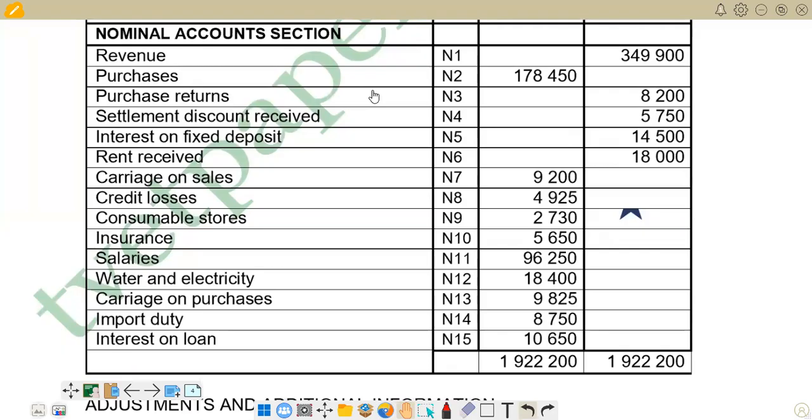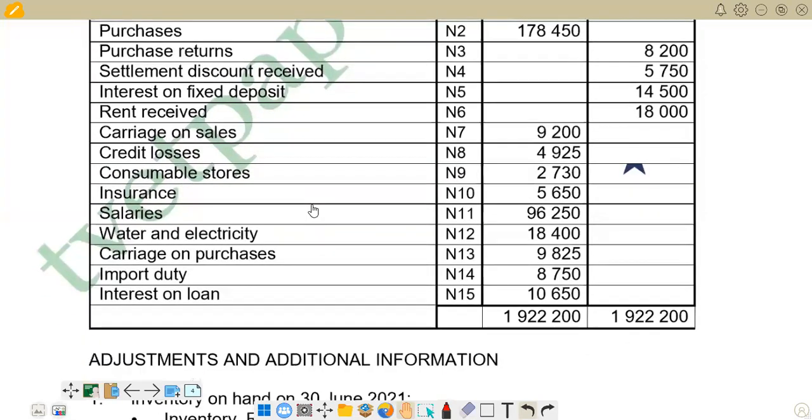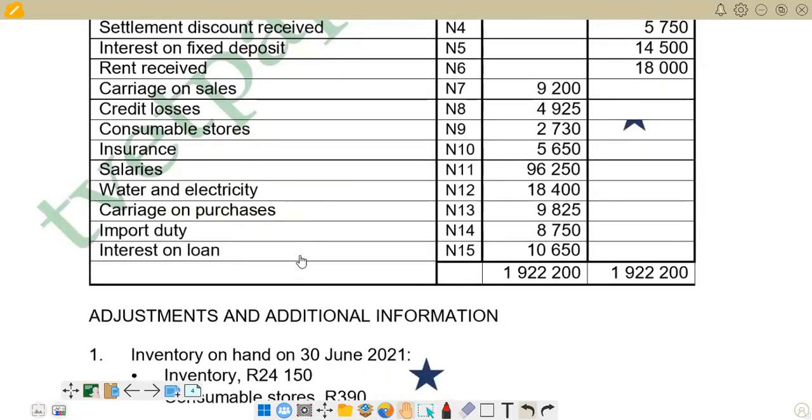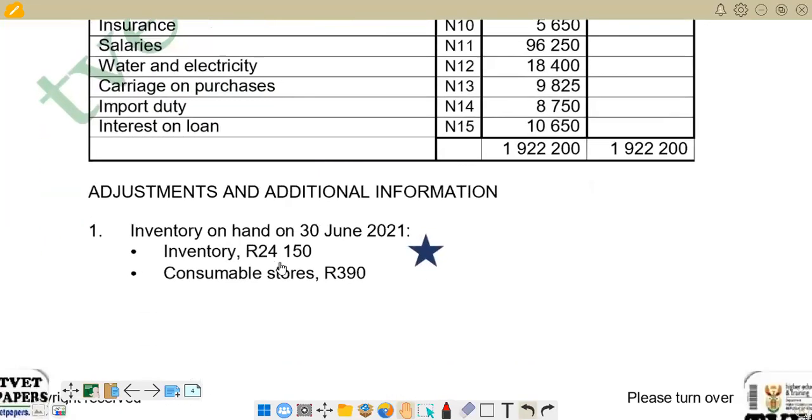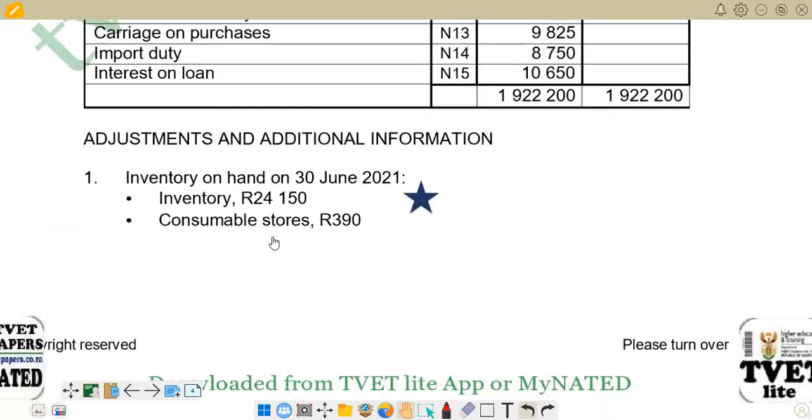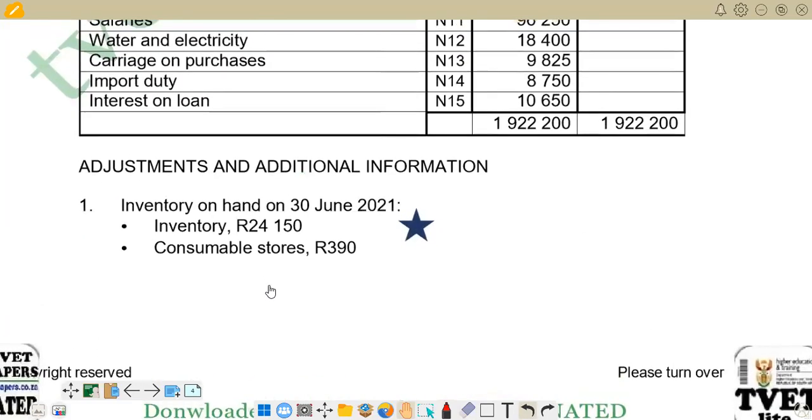If there is any adjustment that needs to be done, we see them in the additional information. That's when we are going to adjust. For example, for income and expenses, we adjust for accruals and prepayments that will be mentioned in the additional information, and any other adjustments that might be necessary, we see them under the adjustment and information section or the additional information. So this is the information that we have. And then we go on to adjustment and additional information. This is the information we have. This is inventory on hand on 30 June 2021.